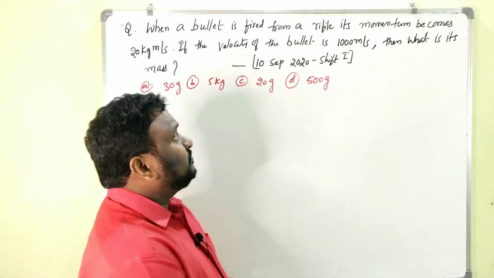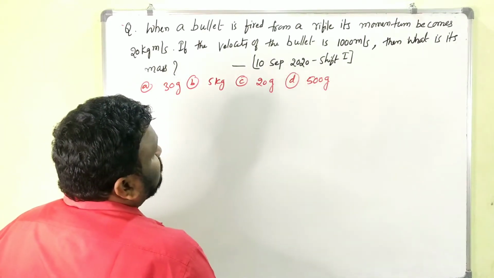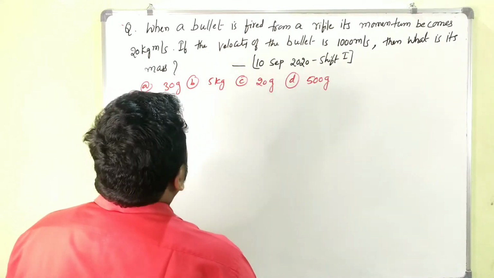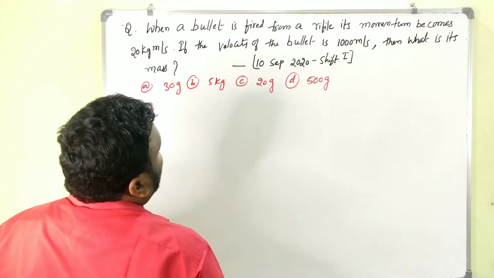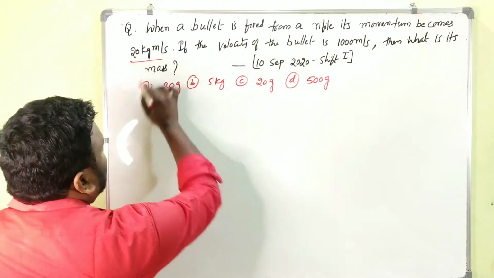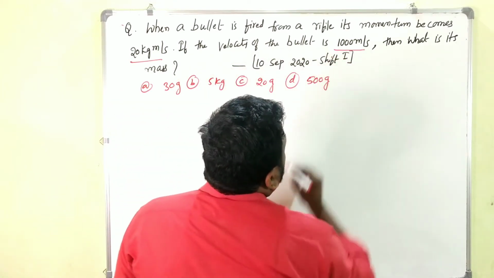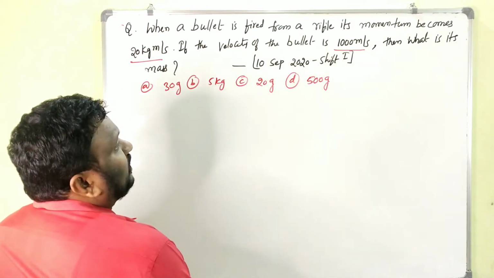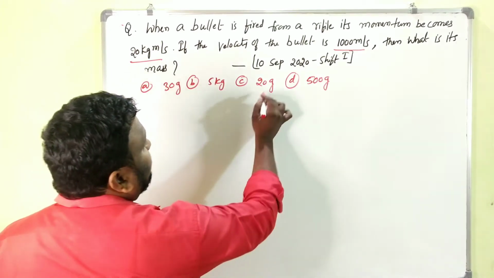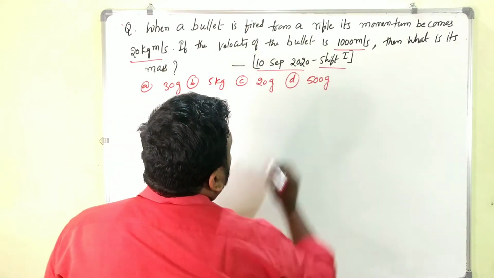So the first question: When a bullet is fired from a rifle, its momentum becomes 20 kg m/s. If the velocity of the bullet is 1000 m/s, then what is its mass? This is the question given in the EAMCET 10th September 2020 shift 1.